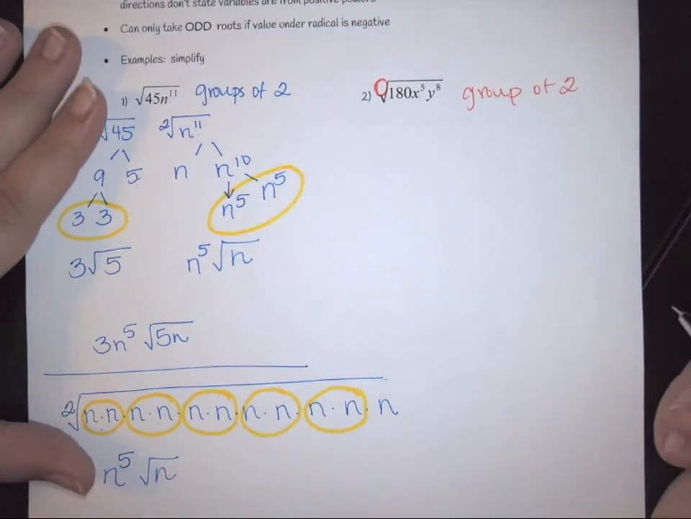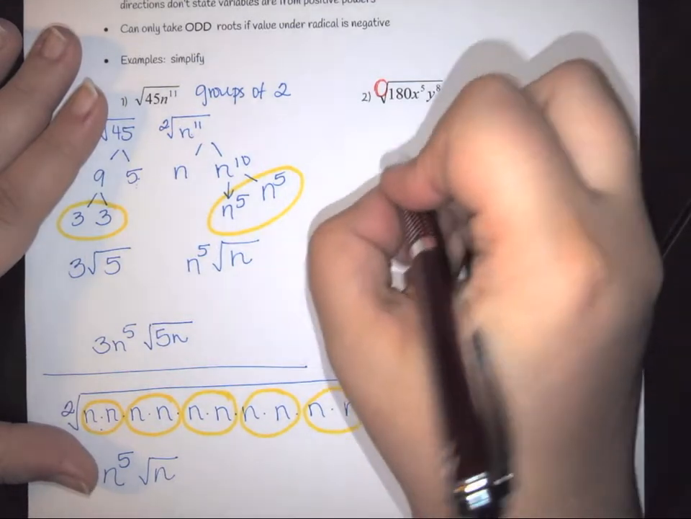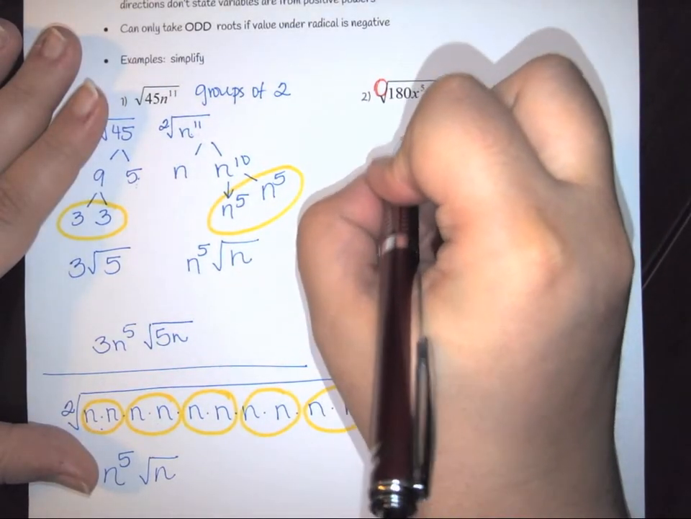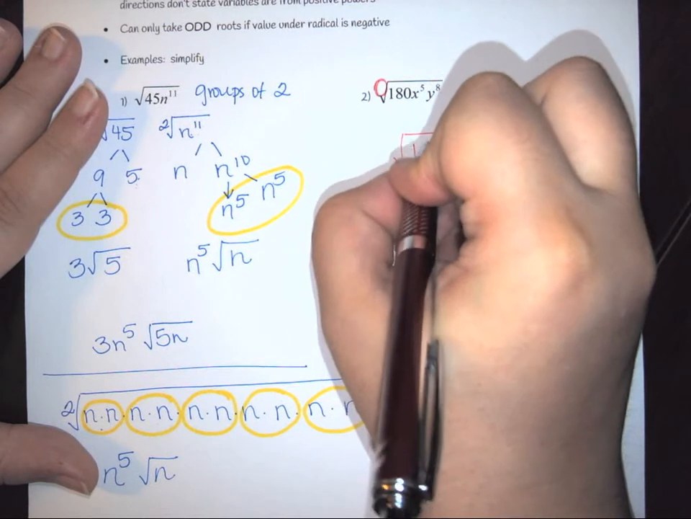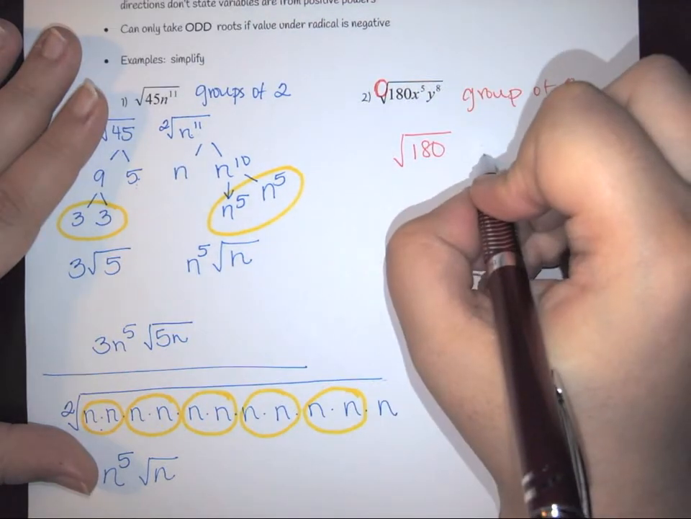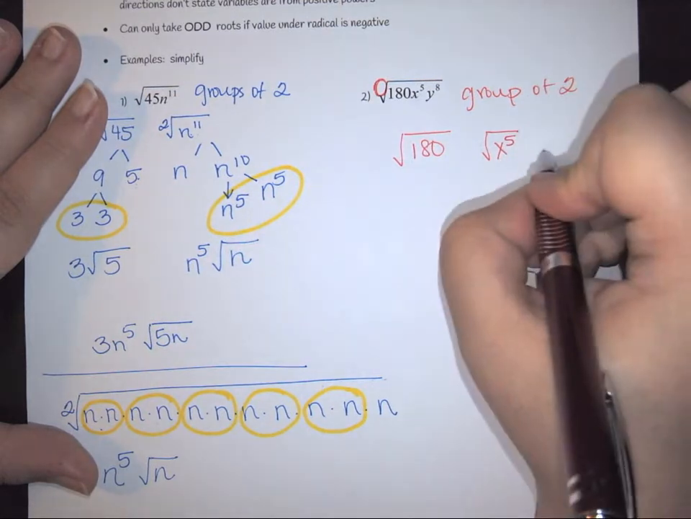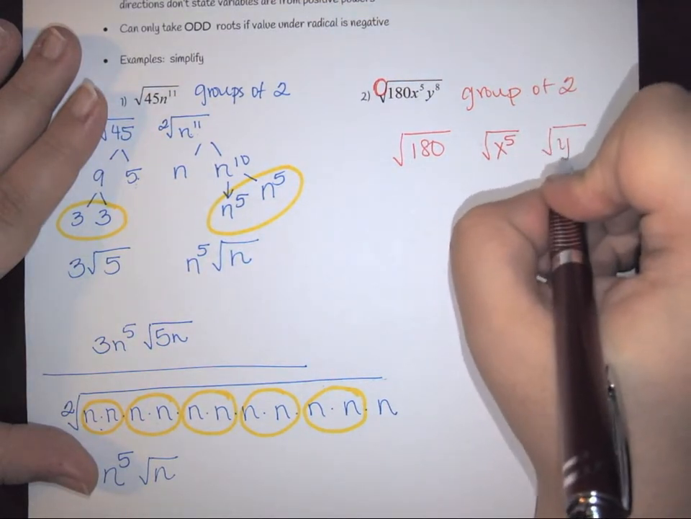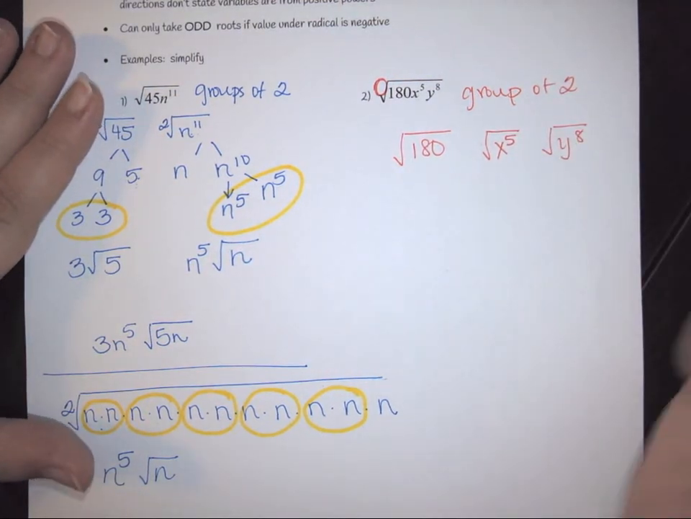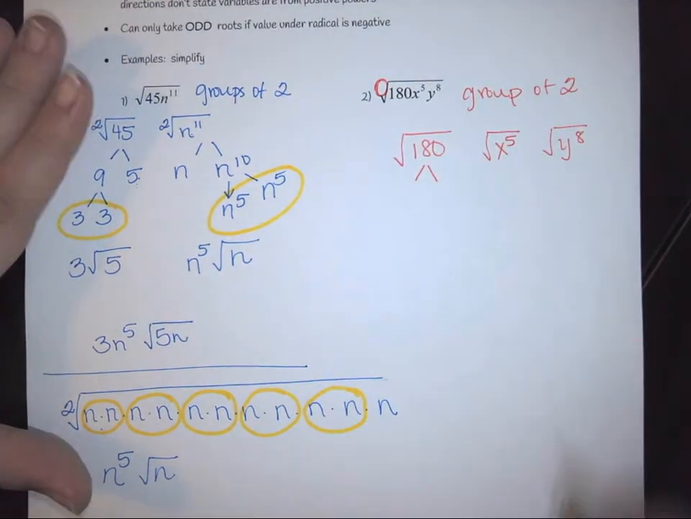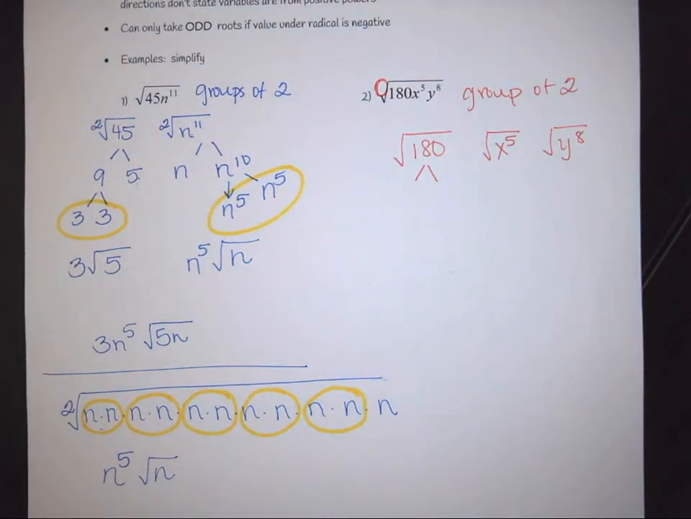It tells me I have a square root. So here, I'm going to go ahead and look at 180. I'm then going to look at x to the 5th. And lastly, I'm going to look at y to the 8th. So I'm going to break down 180, and these numbers break down many different ways.